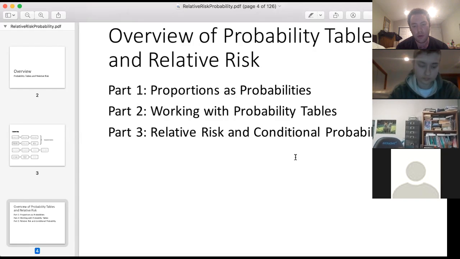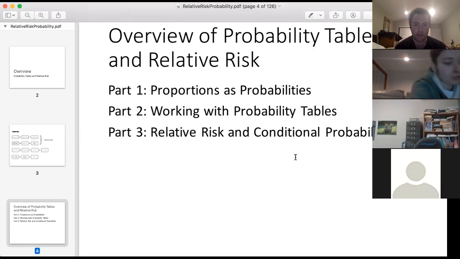So if you are having trouble with this material, be sure to reach out and ask for help, because students definitely can have trouble with probability. And don't be afraid if it's tricky, because it's a tricky topic to learn.